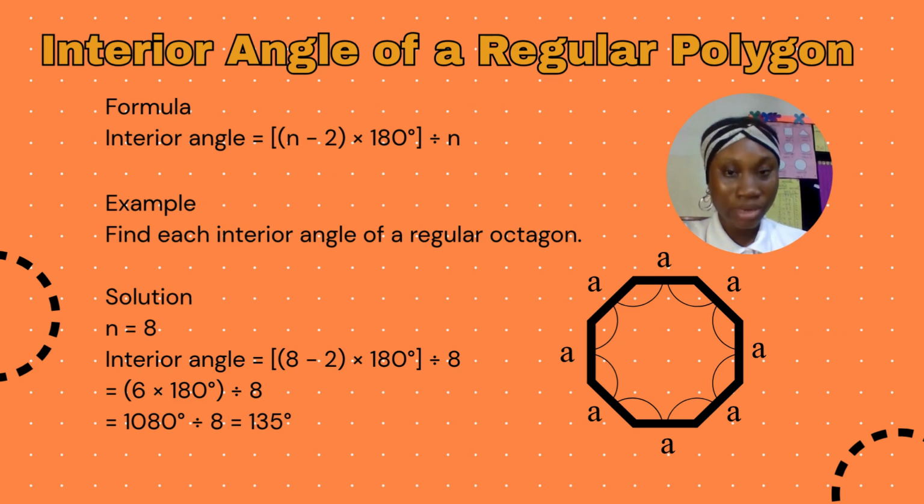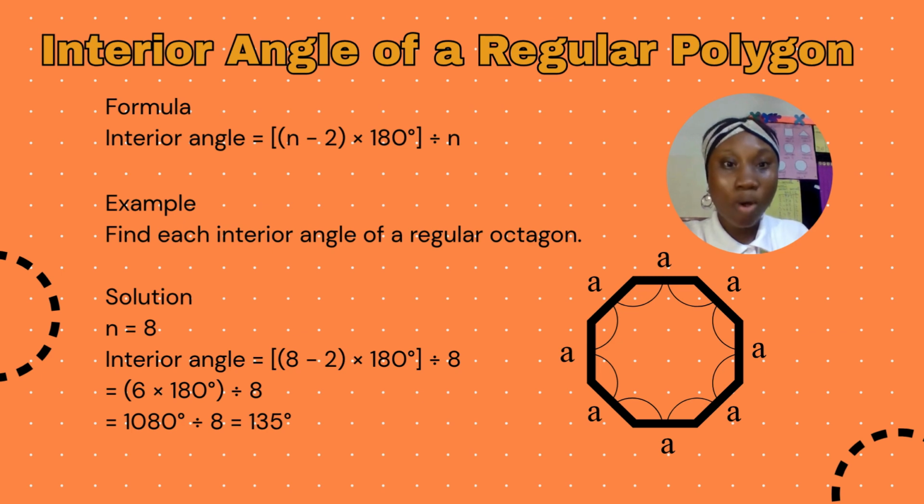Now we still have that same formula, but this time we divide the answer we get by the number of sides. It's not complicated, okay? So number of sides, remove 2 from it, multiply by 180. The answer you get, divided by n, and n is what? Number of sides.